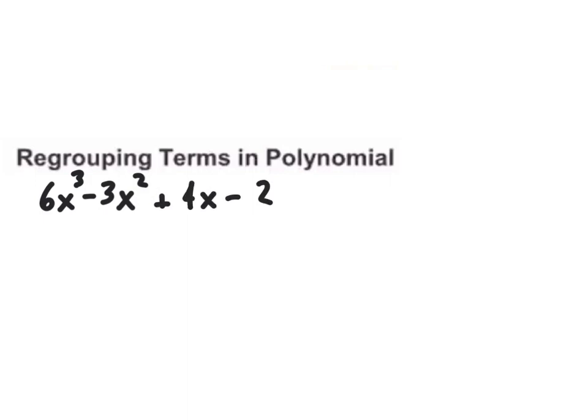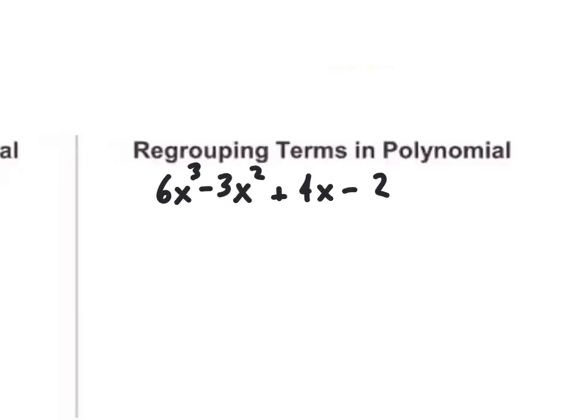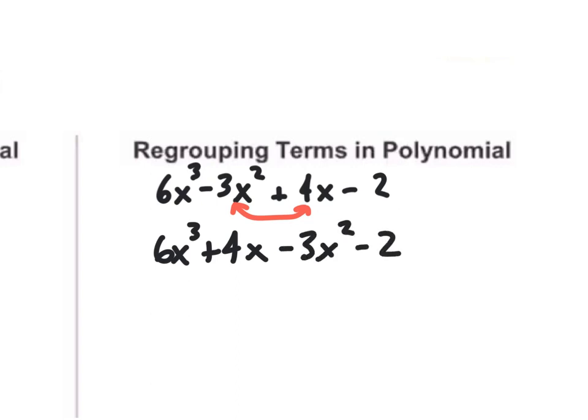All right, so what I'm going to do here is reorder this polynomial. I'm going to switch these numbers around and see what we can do to get something a little bit better. Now, what I can do here is switch these two numbers, okay? And I'm going to rewrite this. I'm going to write it as 6x cubed plus 4x, and then minus 3x squared, and then minus 2.